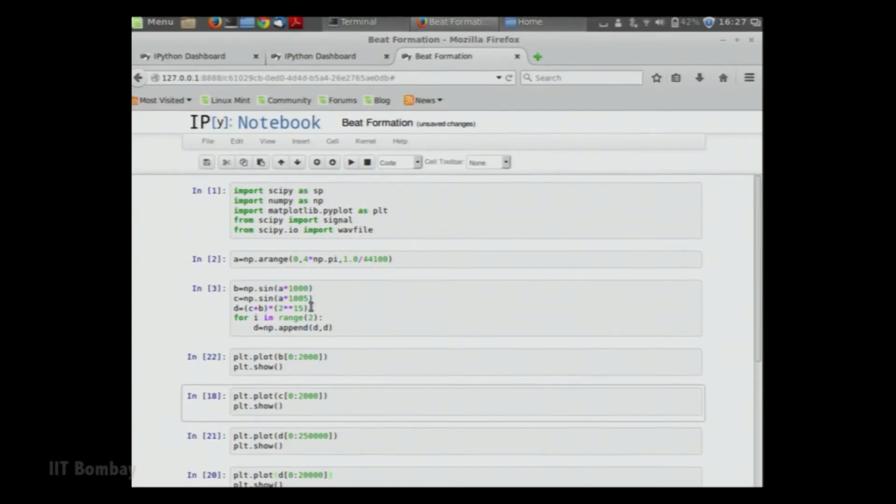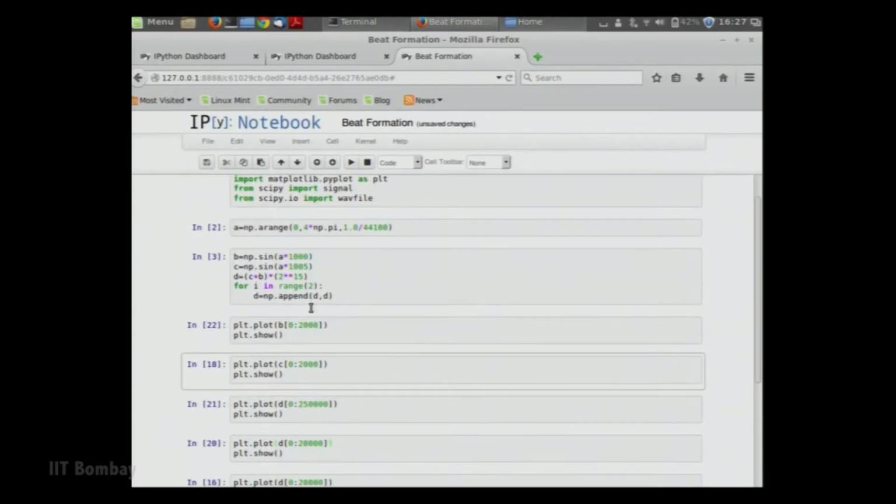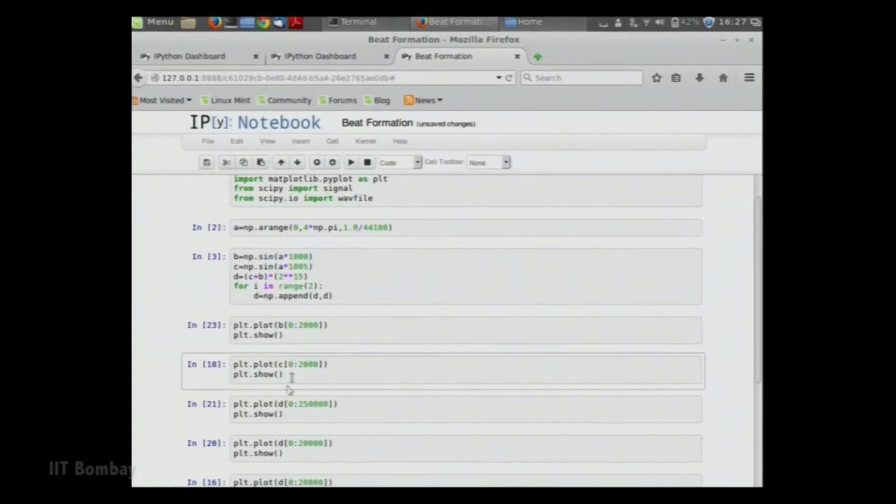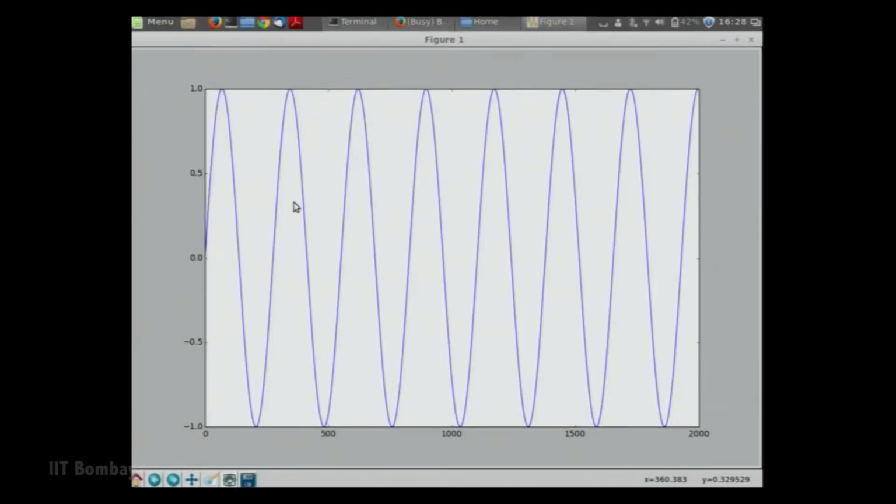Let's see what the sine wave of 1000 Hz frequency looks like. So this is a sine wave of frequency 1000 Hz. Now let's move on to the sine wave with frequency 1005 Hz. You won't be able to tell the difference between the two sine waves because the frequency difference is very small.